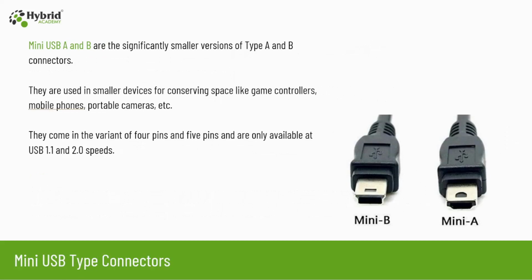Moving further to the next type of connector, that is mini USB type connectors. Now these mini USB type connectors are actually of two types, type A and type B again, and are significantly smaller versions of type A and B. They are used in smaller devices for conserving space like game controllers, mobile phones, portable cameras, etc. They come in variants of 4 pins and 5 pins and are only available at USB 1.1 and USB 2.0 speeds.